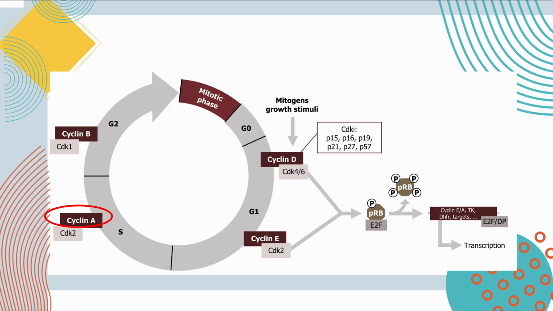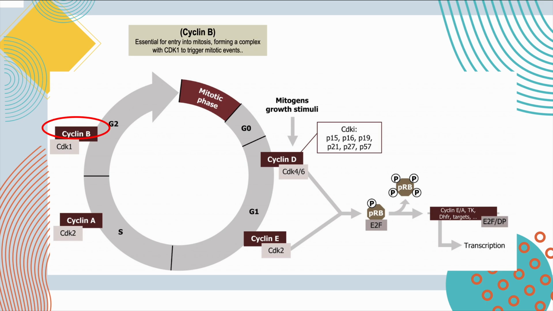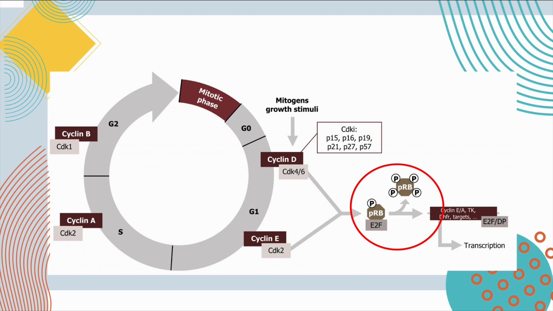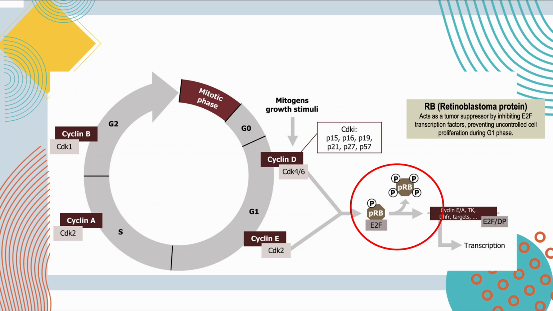Another type of cyclin is cyclin A. It plays a key role in the gap 1 or synthesis transition, activating the CDKs to promote DNA replication and initiation. The third type is cyclin B, which is essential for entry into mitosis, forming a complex with CDK1 to trigger mitotic events. The fourth one is known by the acronym RB, which stands for retinoblastoma protein. It acts as a tumor suppressor by inhibiting E2F transcription factors, preventing uncontrolled cell proliferation during the gap 1 phase.